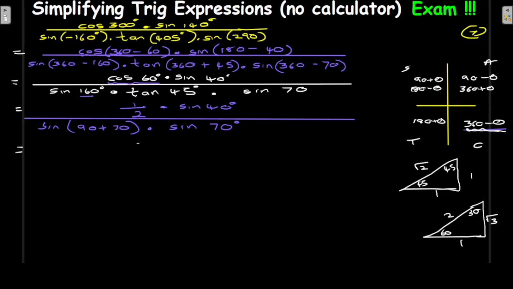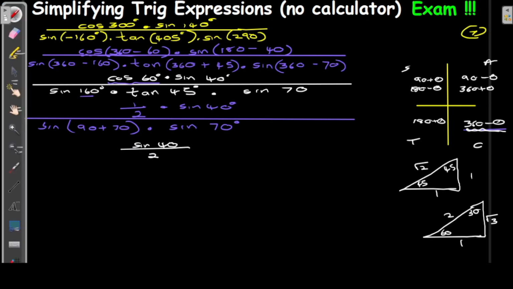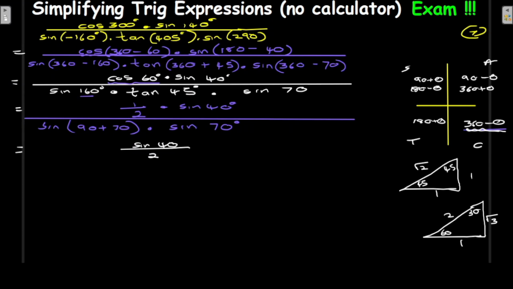Okay, so now let us go back to the numerator and rewrite everything. Over here we have sine 40 divided by 2 because we've multiplied them together. Okay, so let me just put the division sign here. I want to put it like this, in a straight line. Okay, cool.